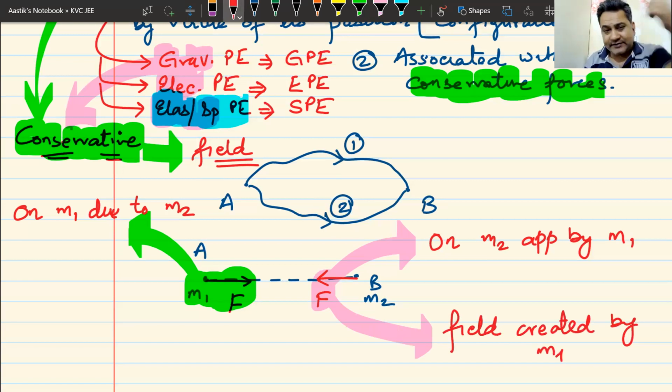Block M1 creates gravitational field. Block M2 experiences gravitational force. So whatever M2 is experiencing is because of the field created by M1. Let us come to block M1 now. Why is M1 experiencing force? The green force, the green Hulk. Where does this green Hulk come from?